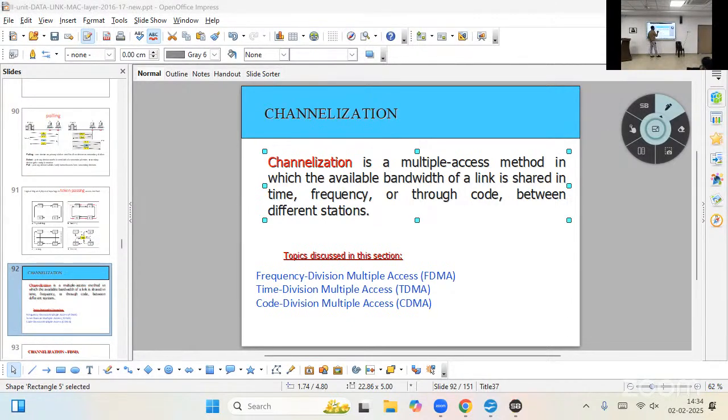We allocate frequency. Okay, we need to use code. In channelization, we use frequency, time, or code, so TDMA. Sorry, FDMA. What is FDMA? Frequency division multiple access. So we are allocating the frequency. Second one is time division. What is time division? We are allocating the time. The next one is code division. What is code division? We are allocating the codes.